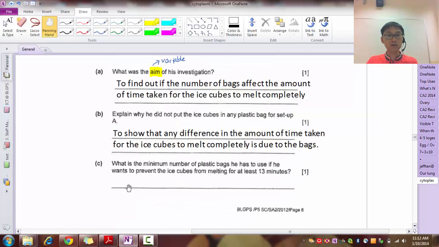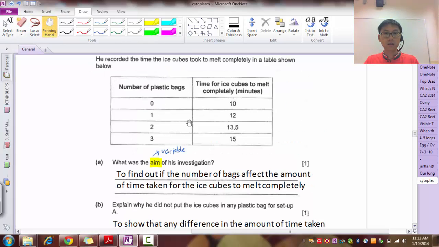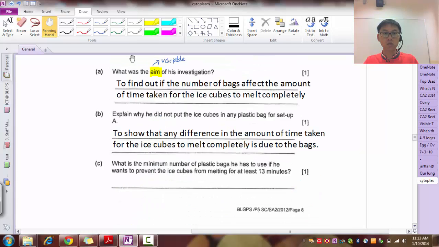Alright, so part C, what's the minimum number of plastic bags he has to use if he wants to prevent the ice cube from melting for at least 13 minutes? It is somewhere here. This is 12 minutes, so one bag is only 12 minutes, but I want 13 minutes. So it must be at least 2 bags or more. So the minimum number will be 2. Okay?